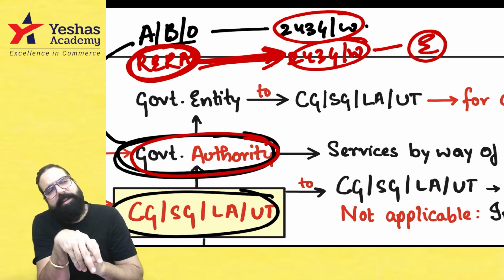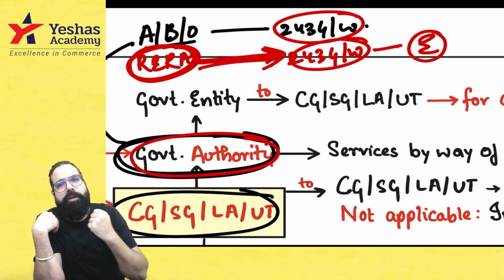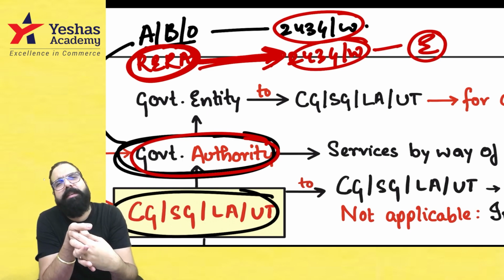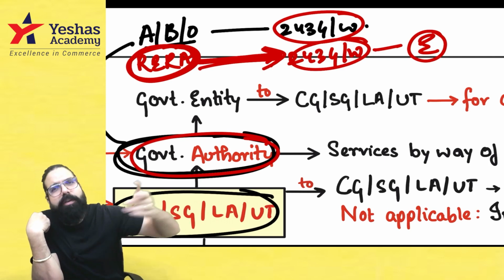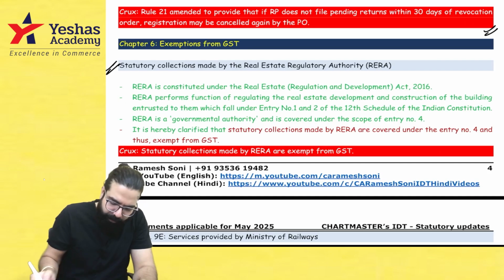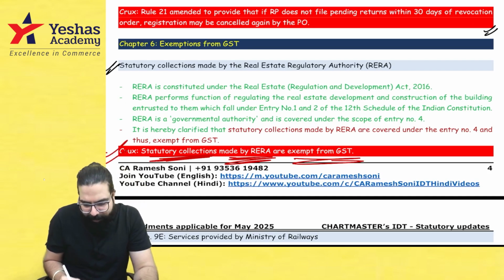What RERA does is, for the real estate builders, it will charge them statutory dues, fees, etc. So whatever fees, etc. RERA charges, because RERA is doing 243G and W work, there is no GST on RERA's work. Done, sir. That's all that has been told over here. Statutory collections made by RERA are exempted from GST.